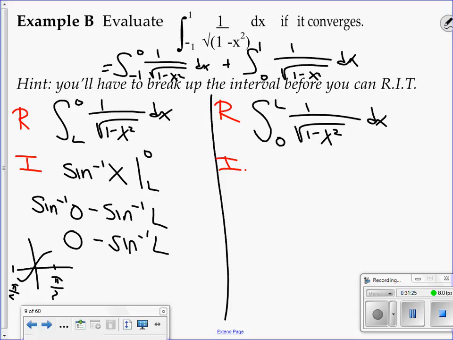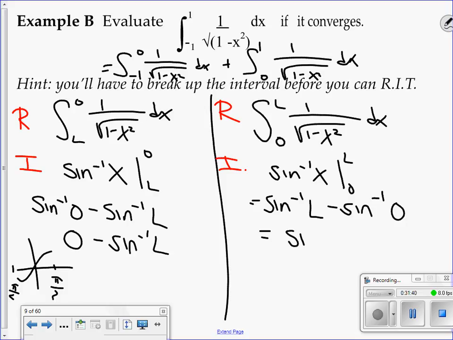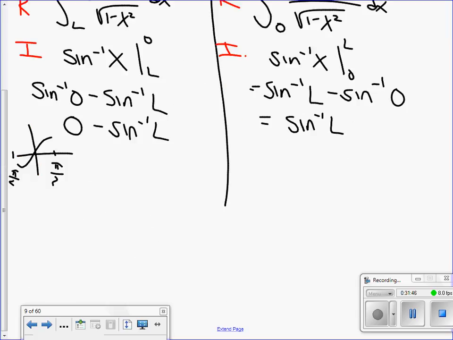Let's do the other one. Same thing here, the inverse sine of x, from 0 to L. So we get the inverse sine of L minus the inverse sine of 0. So this one is just the inverse sine of L. The one over here turned out to be negative inverse sine of L.